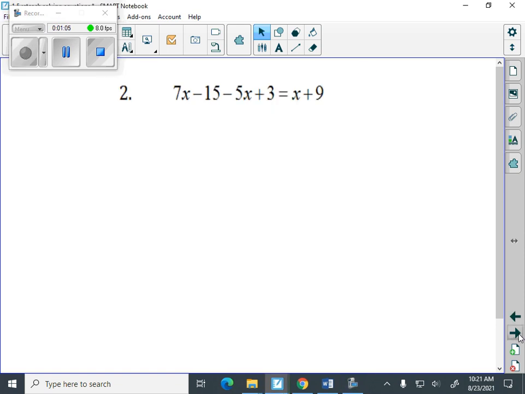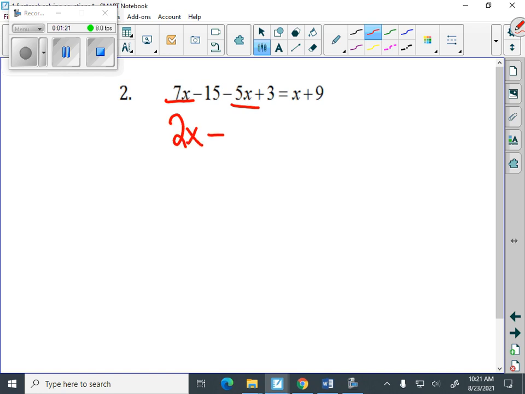Problem number 2. What we need to notice when we're solving these equations is that we have like terms on the left side of the equals. So we want to combine our like terms first and foremost. 7x minus 5x is 2x.